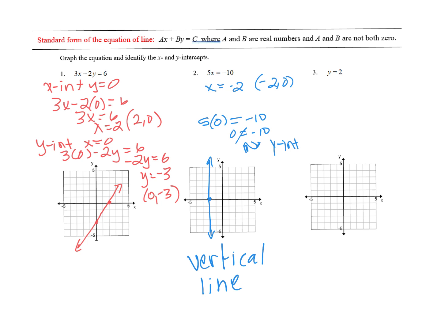Okay, let's look at the last one, y equals 2. Well, obviously, if I want to make x equals 0, I can get a y-intercept of y equals 2. So (0, 2) is the y-intercept. But to find the x-intercept, I make y equals 0, and we have the opposite problem. If I make y equals 0, 0 does not equal 2. So here, there's no x-intercept. What we find is a horizontal line that has a y-intercept (0, 2) but no x-intercept.